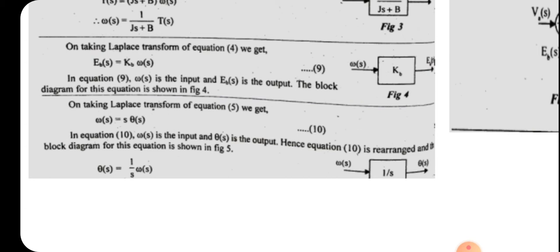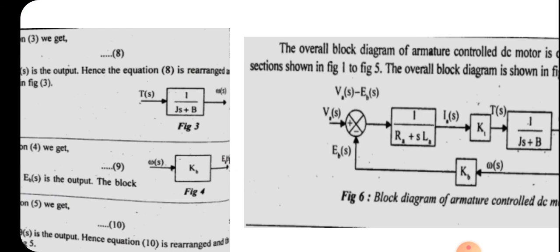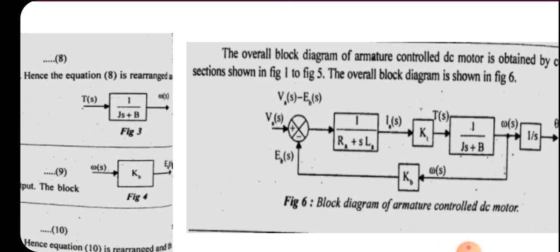So we got the blocks corresponding to every equation, and in order to form the block diagram, next we have to combine all these blocks, and we should have an idea about the input and output. First of all, we can combine the summing point and the block, whose output is I of s, and this I of s goes to the next block, which is KT, whose output is T of s, and this T of s then goes to the 1 by Js plus b block.